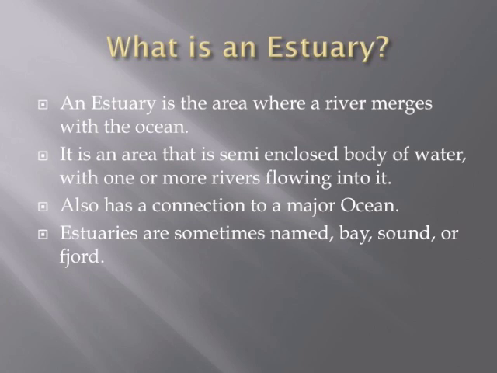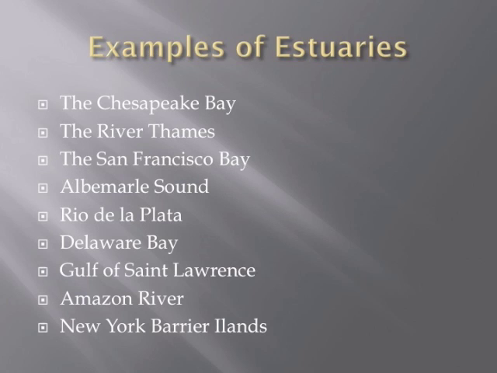An estuary is the area where a river merges with the ocean. It is a semi-enclosed body of water which has one or more rivers flowing into it. This right here is a slide which includes many estuaries which go across the world.